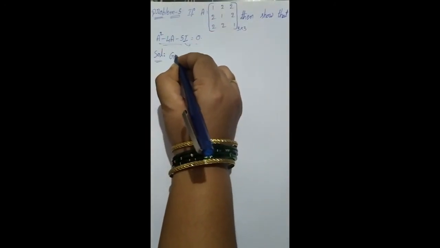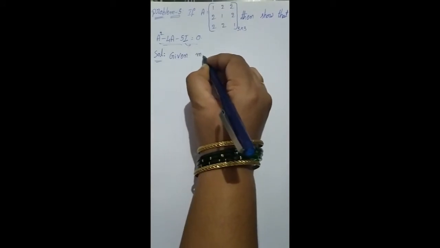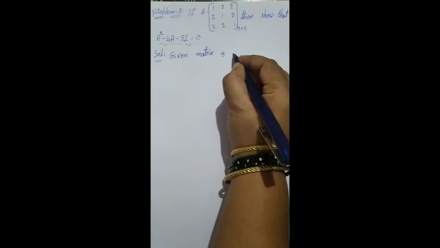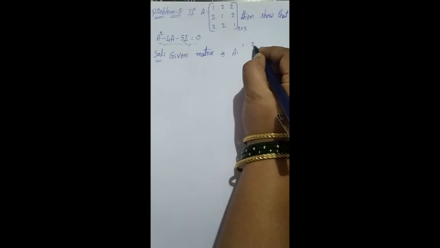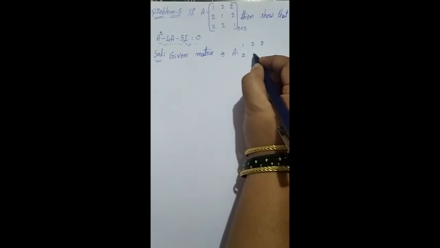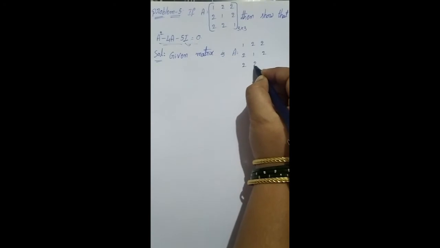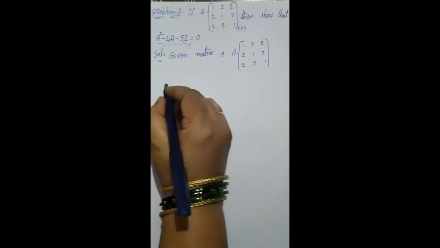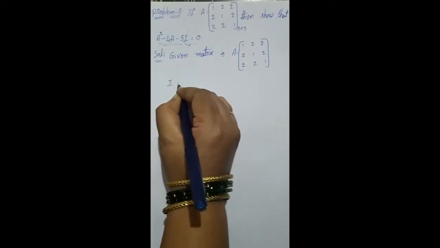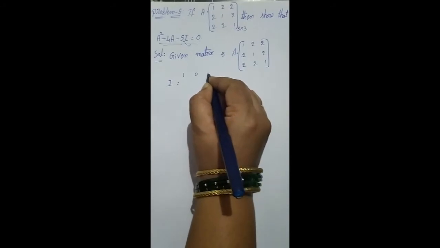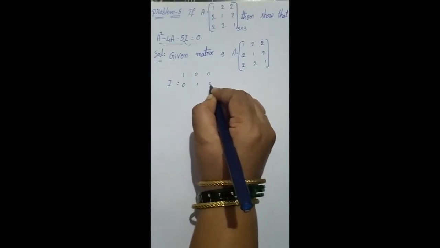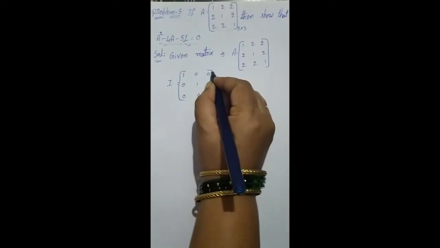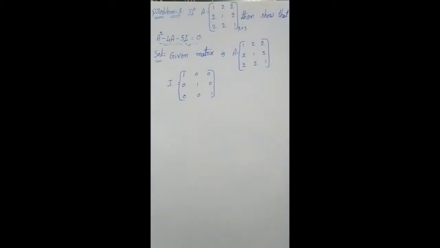Solution: the given matrix is A equal to 1, 2, 2, 2, 1, 2, 2, 2, 1. And also we know the identity matrix I of order 3 by 3 is 1, 0, 0, 0, 1, 0, 0, 0, 1. This is the identity matrix, here I.